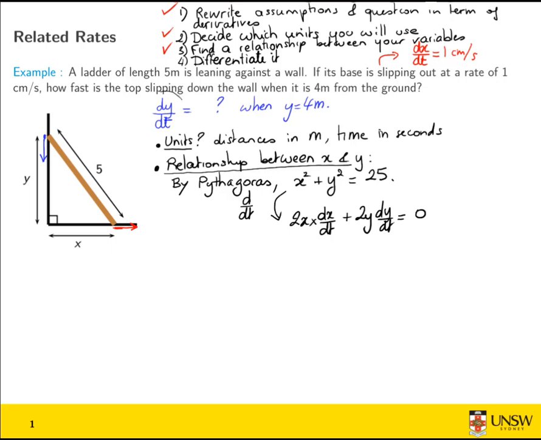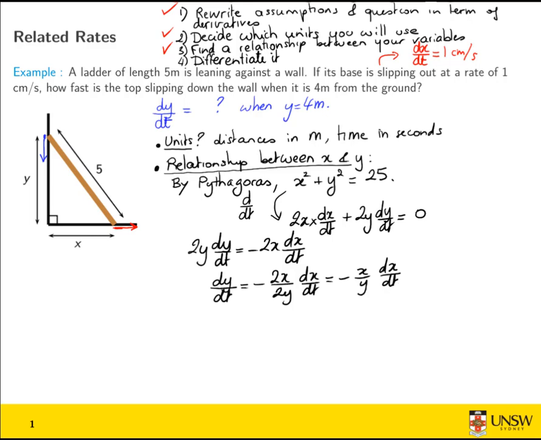Go back to the question. What we're trying to find is dy dt. So we will make dy dt the subject. In order to do that, we subtract 2x dx dt from both sides, and we get minus 2x dx dt. And now we need to divide by the coefficient of dy dt, which is 2y. So I divide all of this by 2y, and that's minus x on y times dx dt.